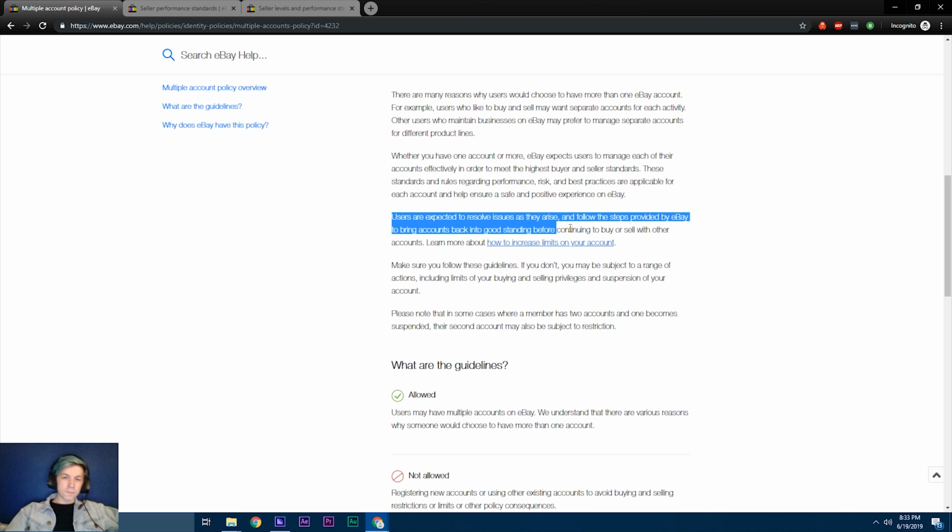You're allowed to open new accounts, but your accounts have to be in good standing, and one account going below standard doesn't necessarily affect another account going below standard. But if you have an account that is below standard or suspended or restricted, you're not allowed to open a new account.